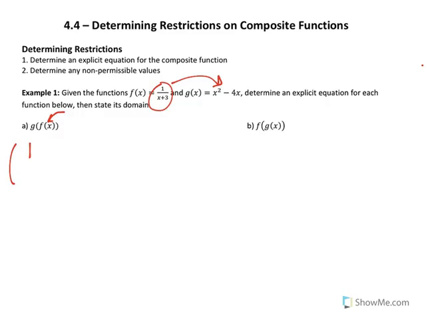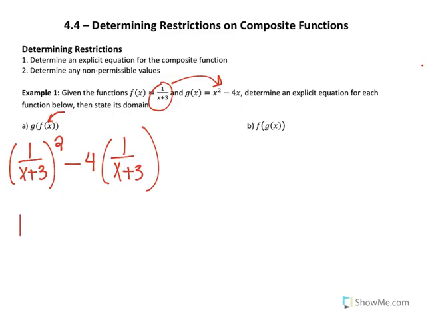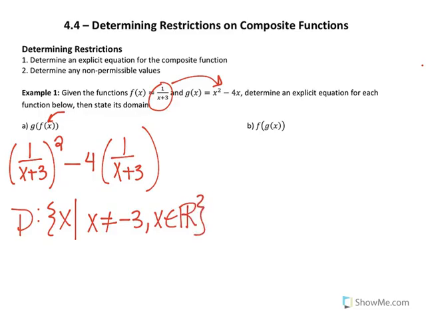So I'm going to have 1 over x plus 3 squared minus 4 times 1 over x plus 3. And that's it. I don't even need you to simplify. That is good enough. So for our domain, we just need to figure out our non-permissible values. So we know that we can't make the denominator 0, so x cannot equal negative 3. So there's our restriction.